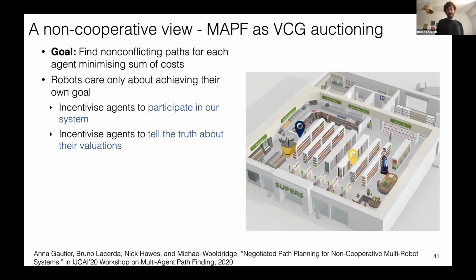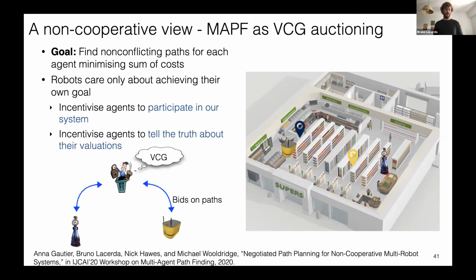Okay, and now what happens if we are in some supermarket scenario and each of these robots is from a different provider? There's no guarantee that these robots want to cooperate to achieve their goals. So it might be each robot is only interested in achieving its own goal, and we need to devise approaches that incentivize these robots to first participate in our system and do what our system, the coordination system, tells them to, and second, be truthful about how valuable they think a certain plan for them is.